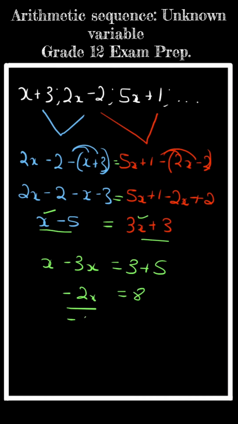Divide both sides by negative 2 because we want to eliminate anything in front of x, the negatives, and the 2's cancel. We are left with x is equal to 8 divided by negative 2, which is negative 4. So that will be the value for x.